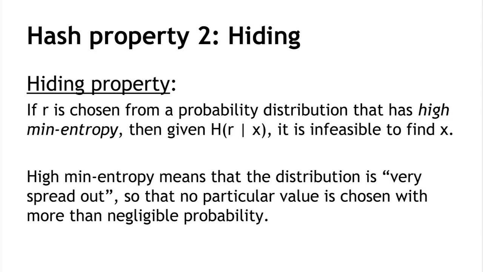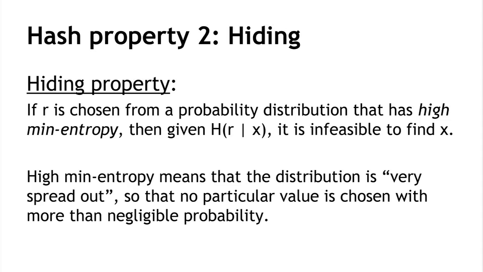So the hiding property that we are going to need to set up is a little bit more complicated. And the way we're going to fix this problem with the common value x, like heads and tails, is we're going to take the x and concatenate with it a value r, which is chosen from a distribution that's really spread out. And so this H of r concatenated with x means take all the bits of r and put after them all the bits of x. And so what we're going to say is, given the hash of r together with x, it's infeasible to find x, and that this will be true in the formally stated property that if r is a random value chosen from a distribution that has high min entropy, then given the hash of r concatenated with x, it's infeasible to find x.